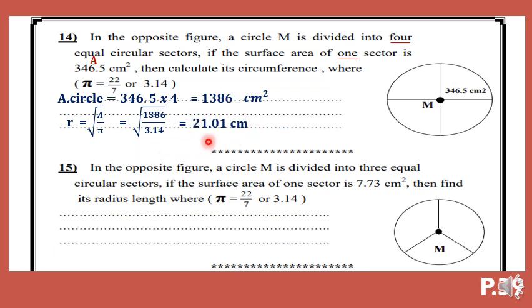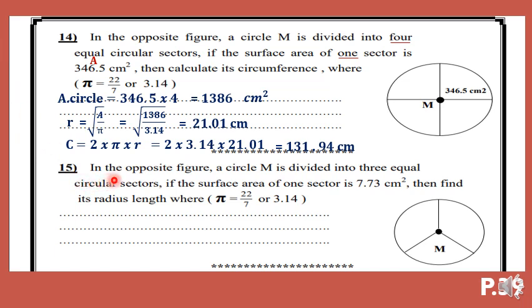Now I have the radius. Can I find the circumference? Yes, I can. C equals 2 times pi times r equals 2 times 3.14 times 21.01, which is equal to 131.94 centimeters.